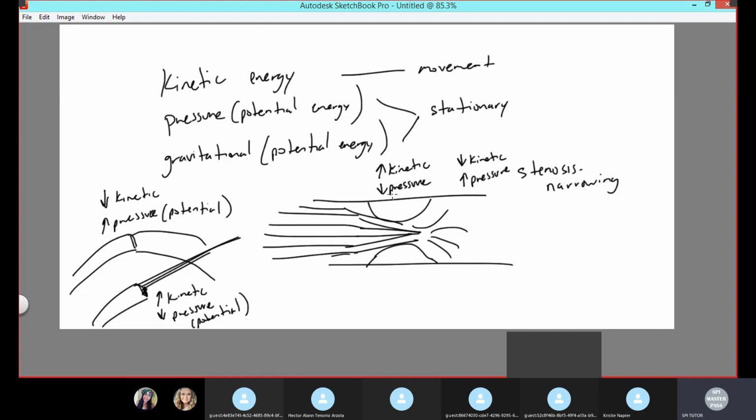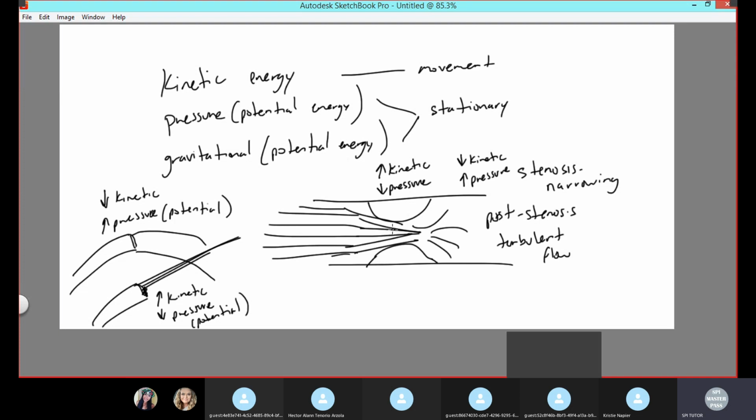At the site of stenosis, you are your fastest. So your pressure is the lowest. And after stenosis, you go back to being slow again. So then your pressure increases. And post stenosis, which is after stenosis, you have turbulent flow.